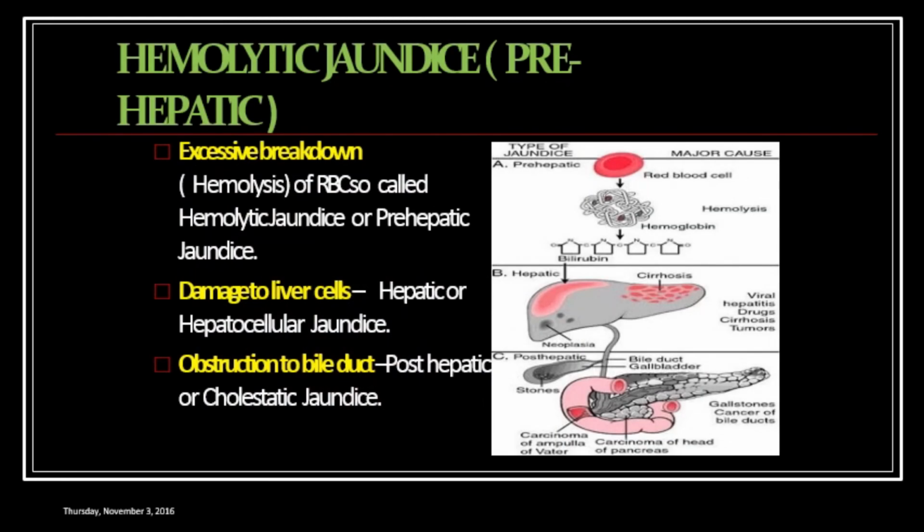The first one is called hemolytic jaundice, also known as prehepatic. Now the name suggests hemolytic, so it happens because of excess breakdown of RBCs. The second type we have is called hepatic or hepatocellular jaundice. This is due to damage in the liver cells. The third kind we have is known as post-hepatic or cholestatic jaundice. This one is mainly due to obstruction of the bile duct. So basically jaundice can be classified into these 3 types. Let's check out these 3 kinds one by one.